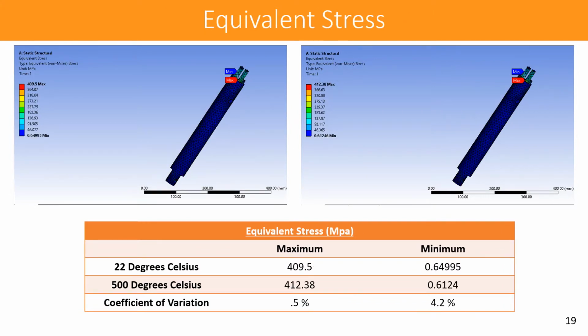Next, we have equivalent stress. With this equivalent stress, again, we have the 22 degrees Celsius on the left and 500 degrees Celsius on the right. With this, we have a 0.5% coefficient of variation with the maximum value and a 4.2% coefficient of variation with the minimum values. You can also see again that due to the increase in temperature, we have an increase in our stress values within the material.